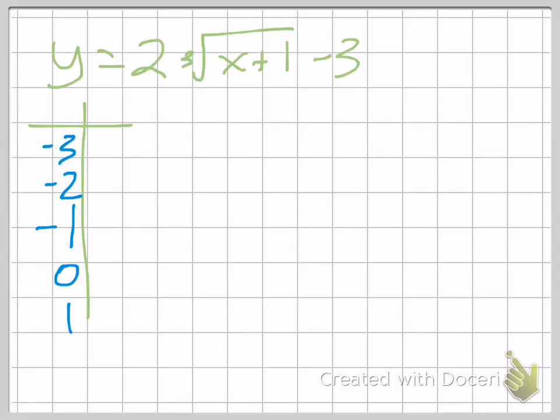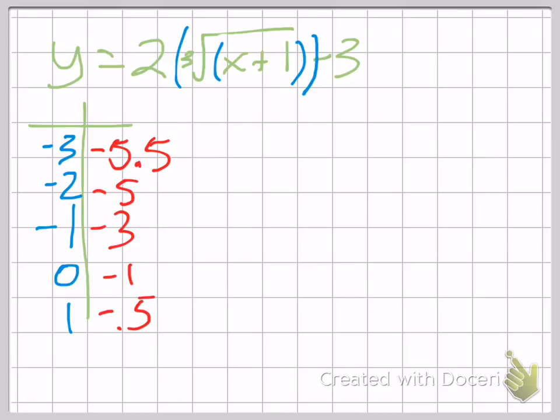Now you're going to put those values into your calculator. Be very careful. You're going to want to make sure that you have parentheses here and also out here, because your graph for the cube root needs to make sure that you close that in. So now you're going to put that into your calculator and hopefully end up with the same values I do. So you should end up with negative 5.5, negative 5, negative 3, negative 1, and negative 0.5.